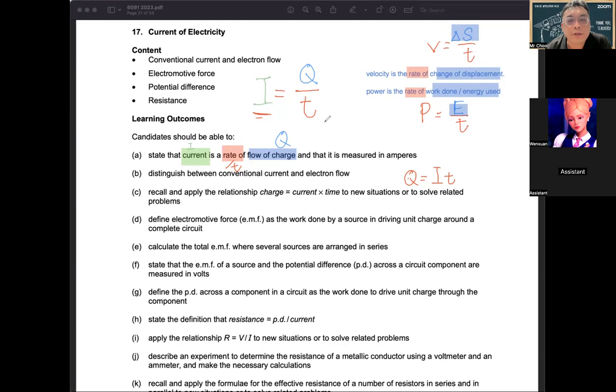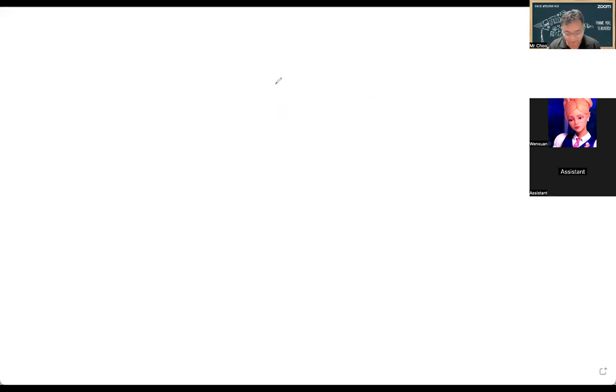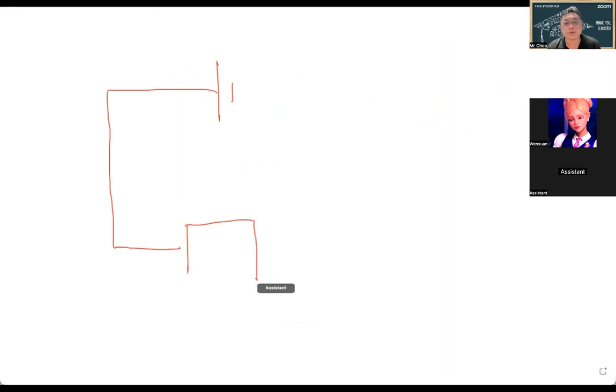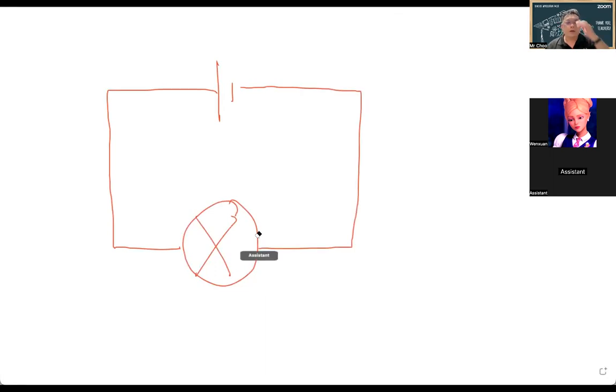Okay, so let's draw a simple circuit. I don't use a resistor, I use a bulb. Okay, so the battery powers the electrons to move around the circuit. This circuit is a closed circuit, so the electrons can actually flow and complete the circuit. Is that clear? It can actually flow and complete the circuit.